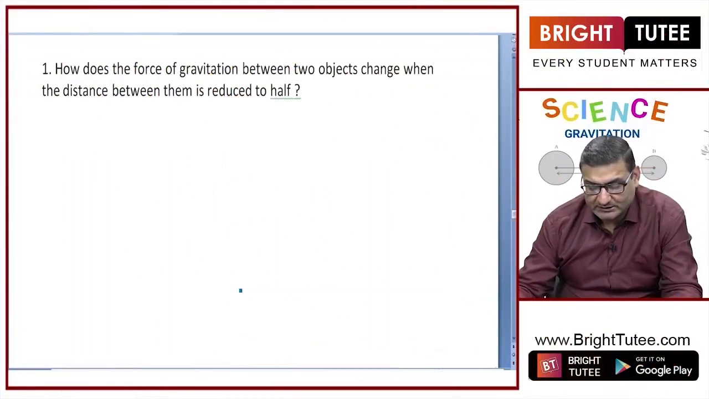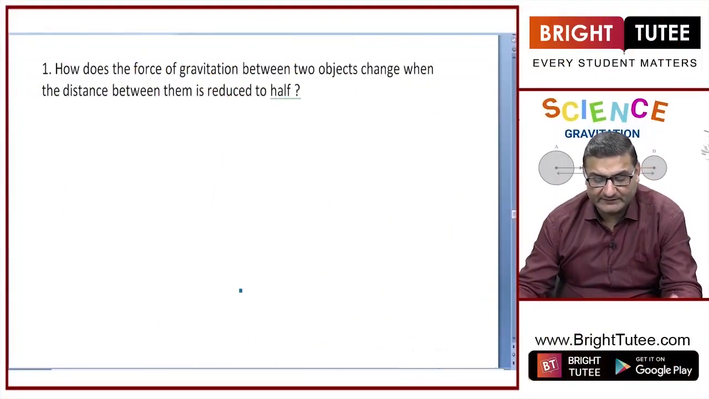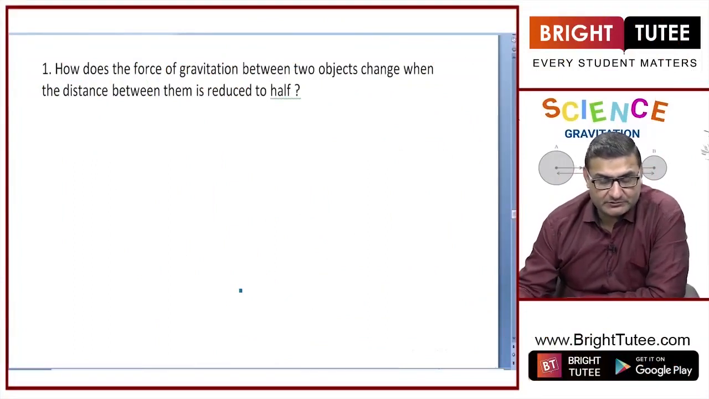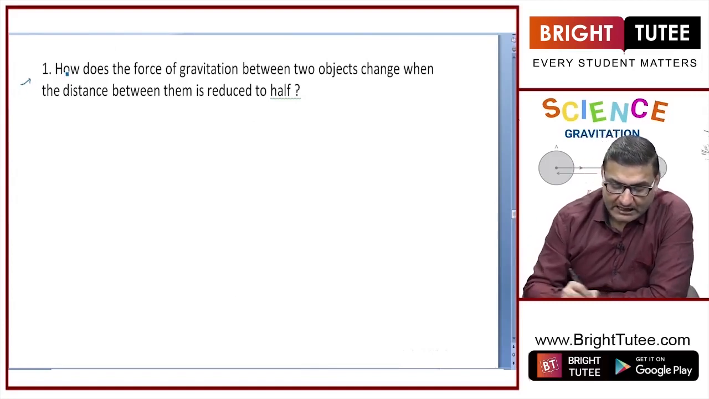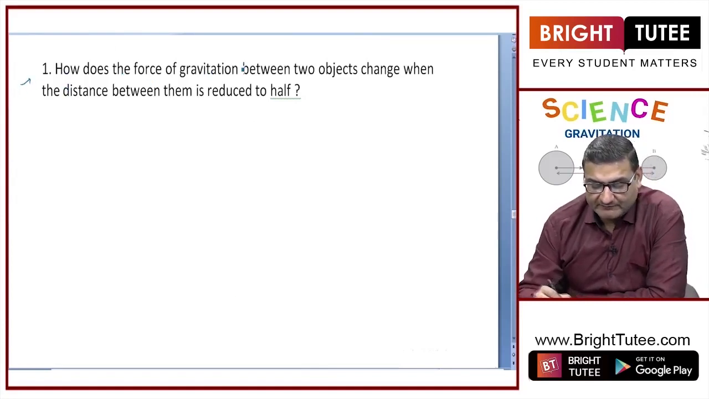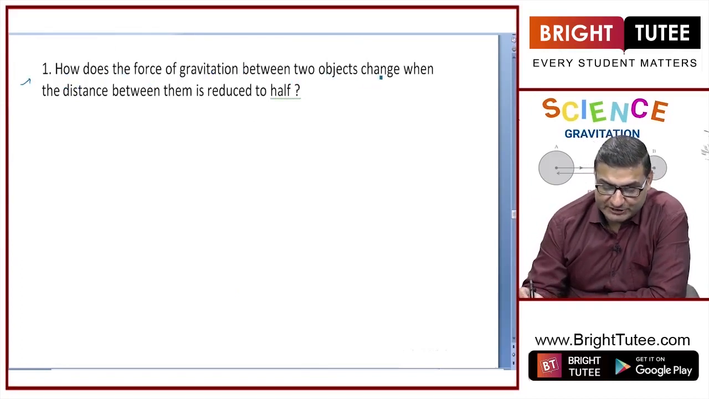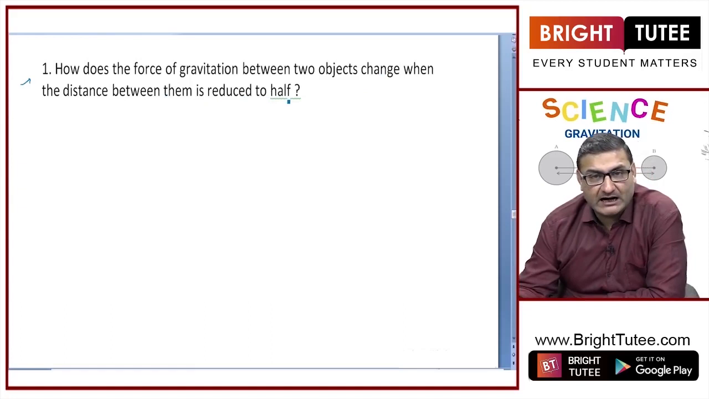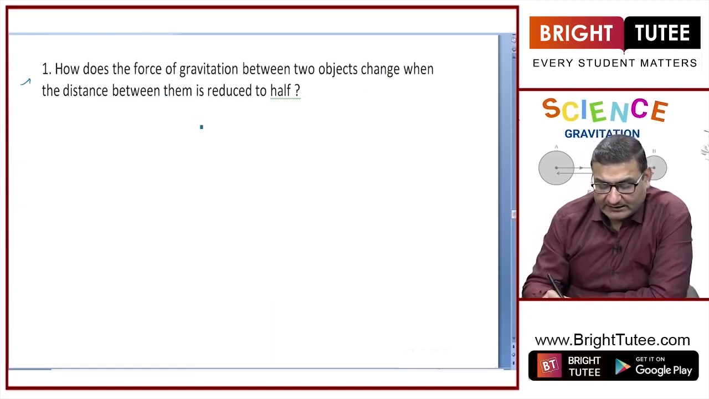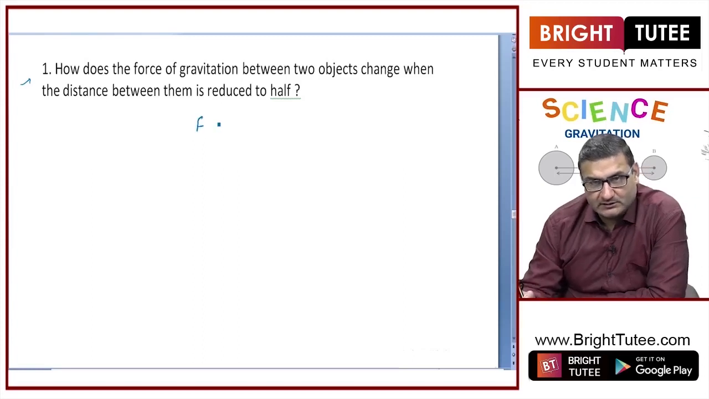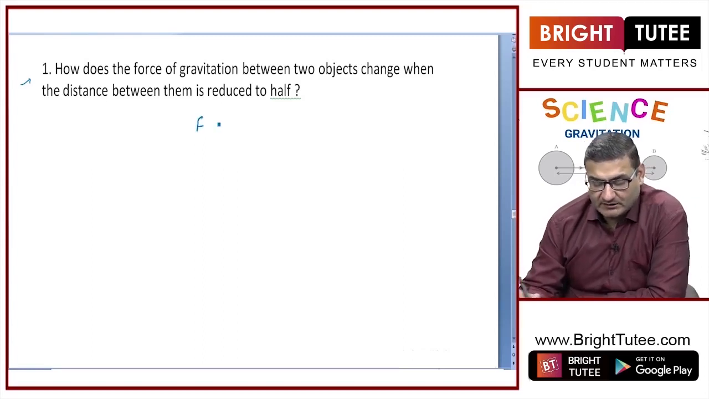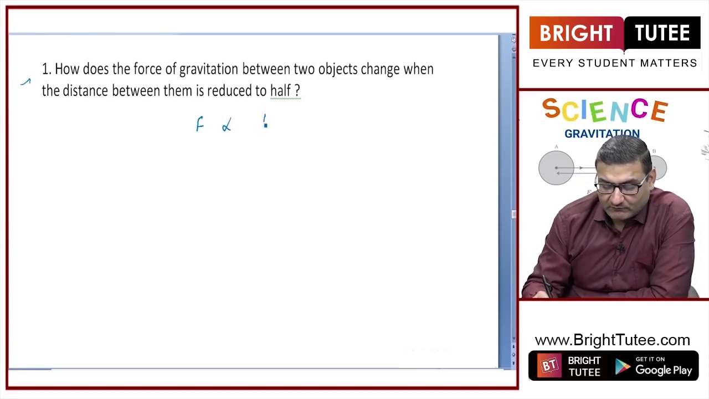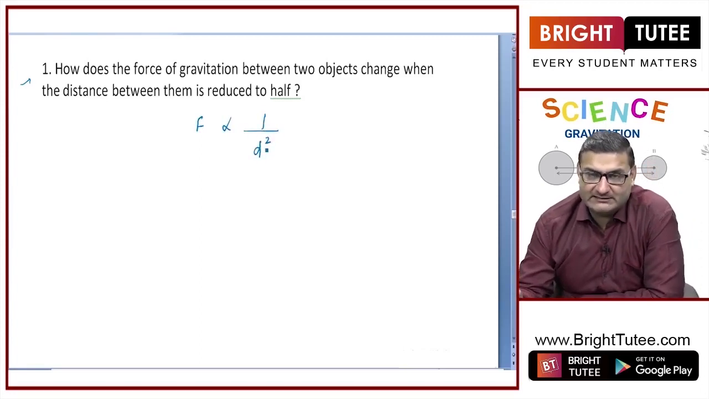Let us see a few questions based on the topic that we have just studied. These are very important questions. First question is, how does the force of gravitation between two objects change when the distance between them is reduced to half? Now students, we know that as per Newton's law of gravitation, or the universal law of gravitation, the force was inversely proportional to the square of the distance.